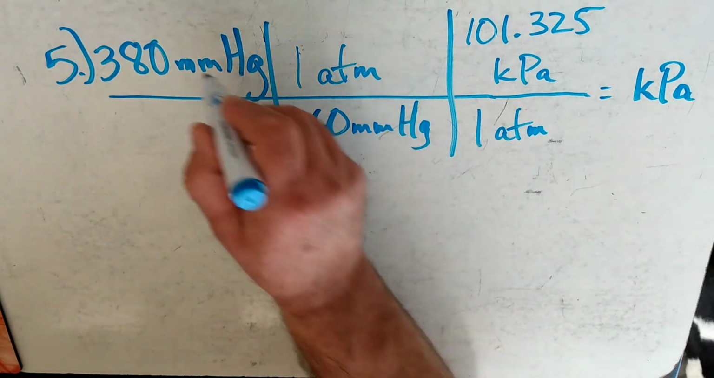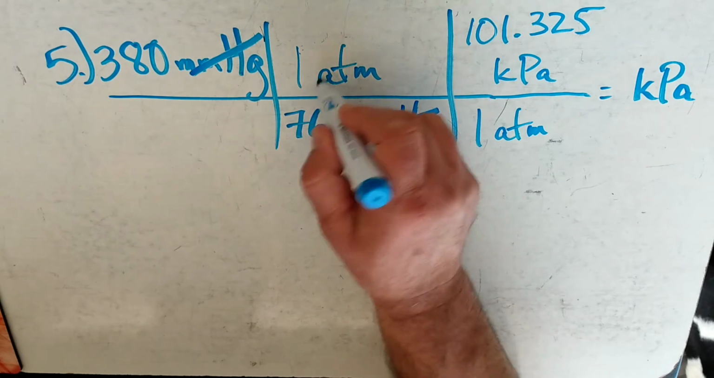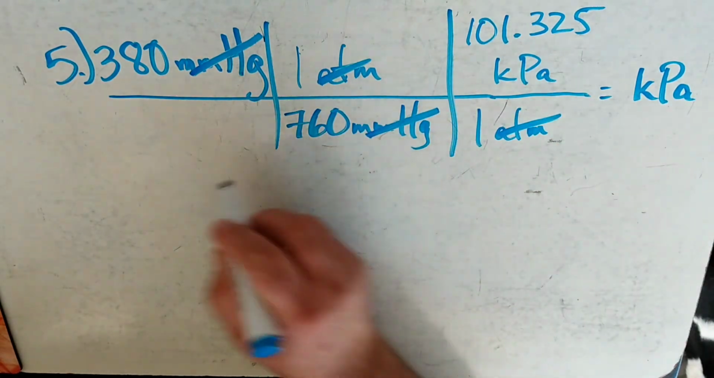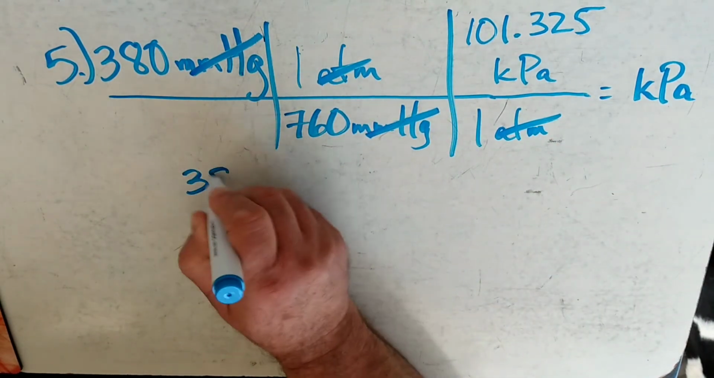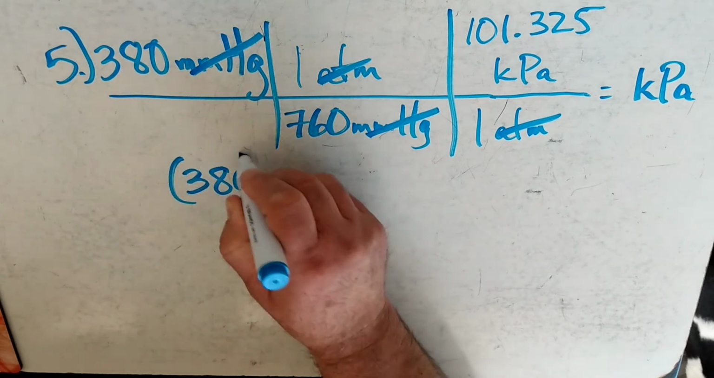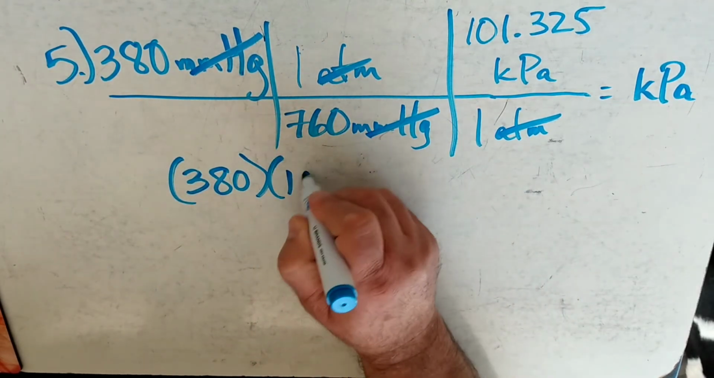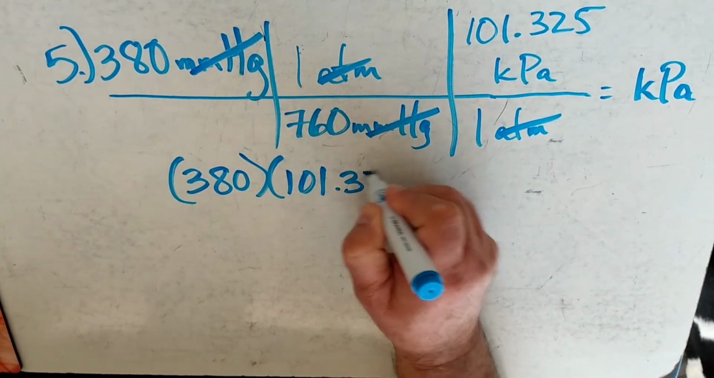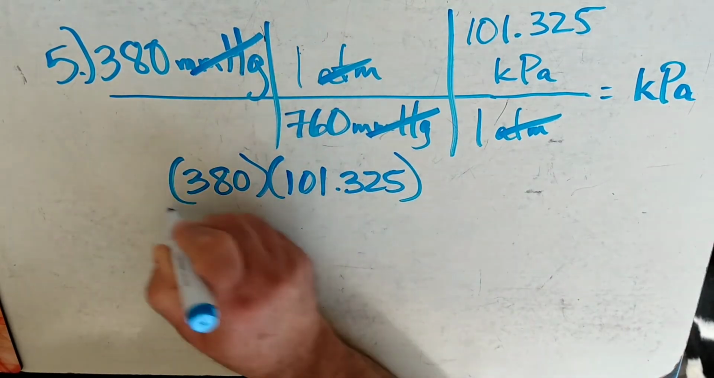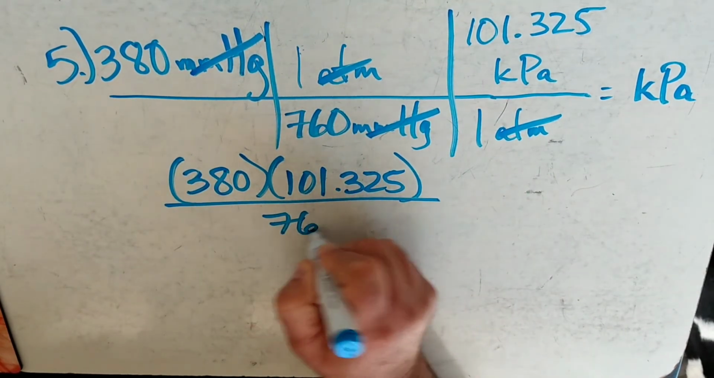Okay, so millimeters of mercury cancel, atmosphere cancels, we're left with kilopascal. Bring the numbers down. 380 times 101.325 all divided by 760.